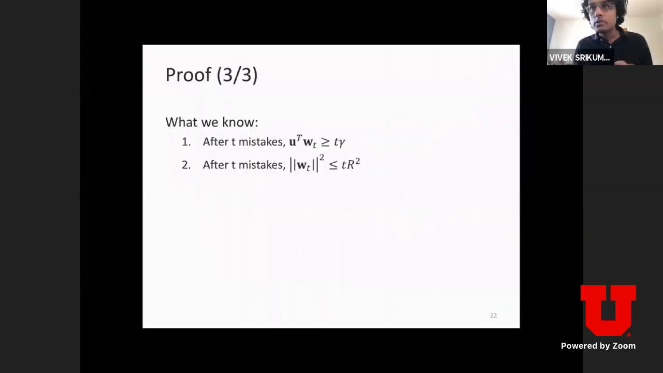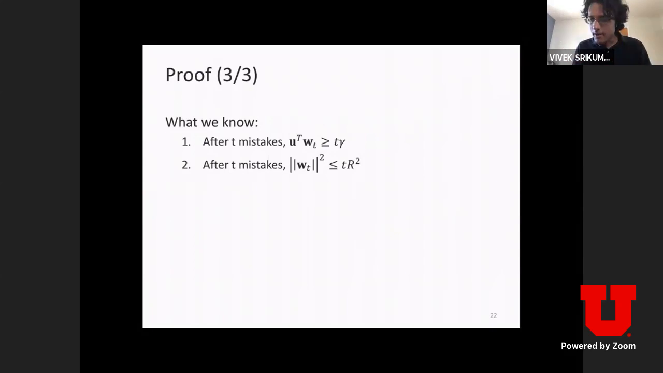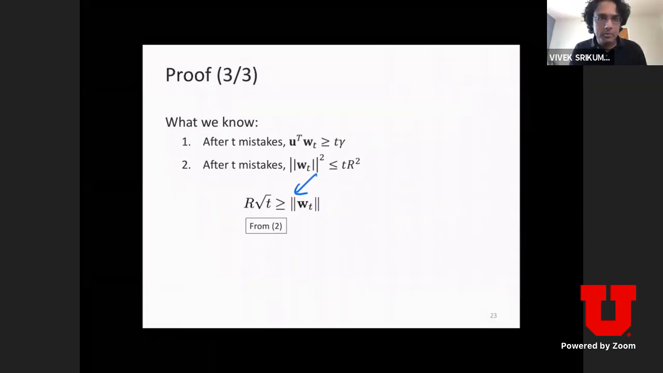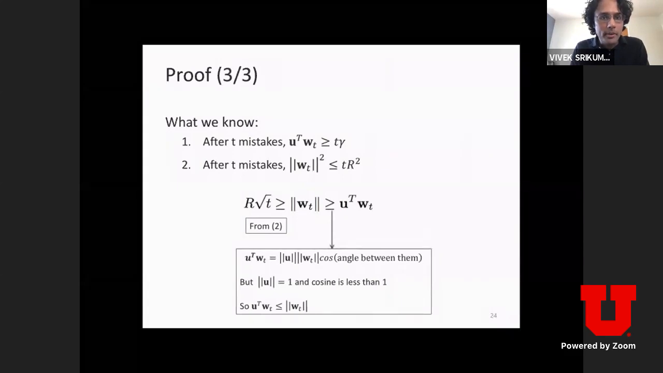So just to keep track of where we are, after T mistakes, u transpose w_t is greater than or equal to T gamma. After T mistakes, ||w_t||² is less than or equal to T r squared. Let's put these two things together. The second term, I can just take the square root and change the order of the inequality. So R times square root of T is greater than or equal to the norm of w_t. So that's easy. But the norm of w_t is greater than or equal to u transpose w_t.